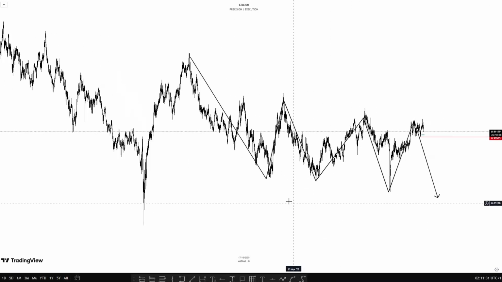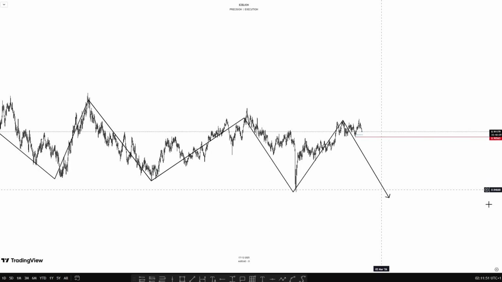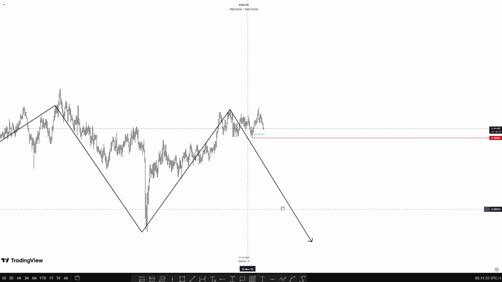Now, what do we have? Price is forming a series of lower highs and lower lows. Don't get confused with all these substructures. These are all substructure, and this is the main one: lower highs, lower lows. So price has now retraced all the way up to premium.